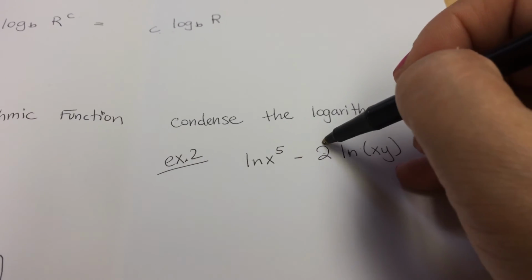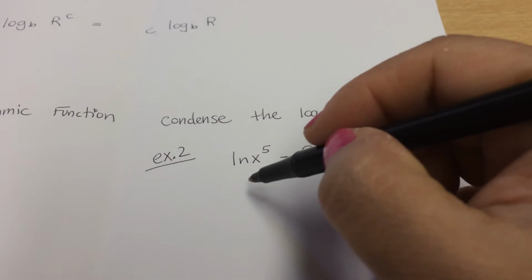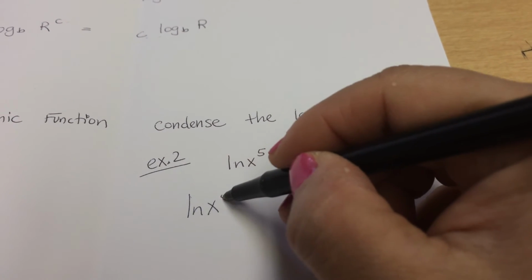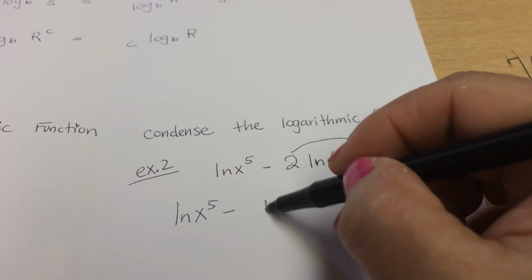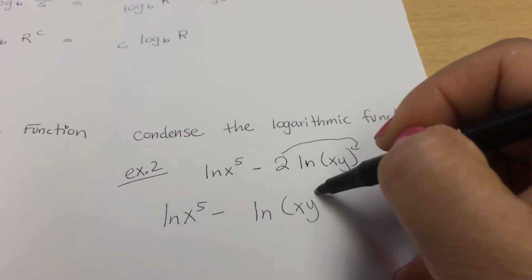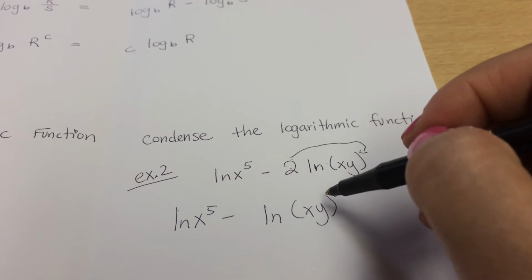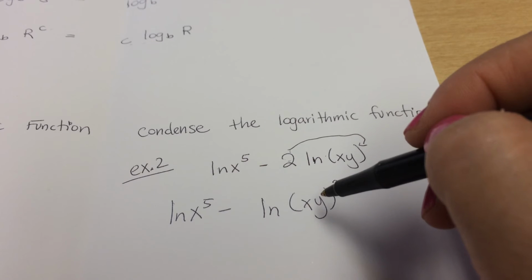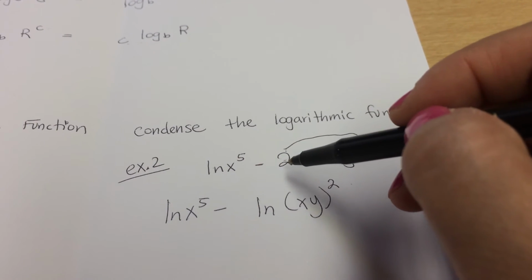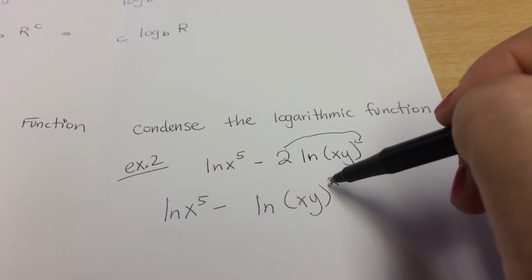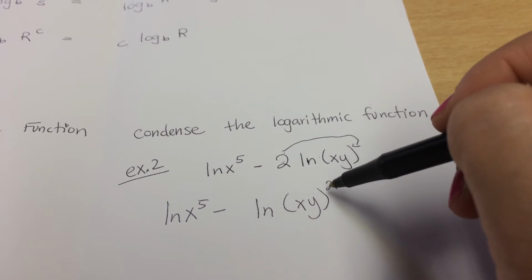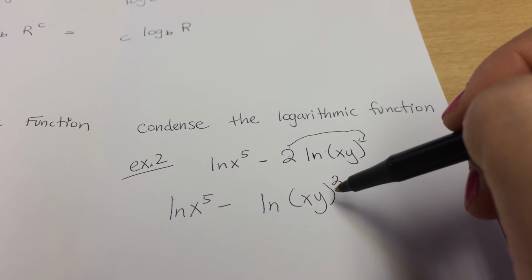So we're going to take this 2 right there and bring it back here. So then we have ln x to the 5th minus ln, and then we have xy to the 2nd power. Now, put it in parentheses if it was originally in parentheses, because if I bring it back, we may have to distribute to each one of these guys, right? Because it's multiplication, so we may have to do that.